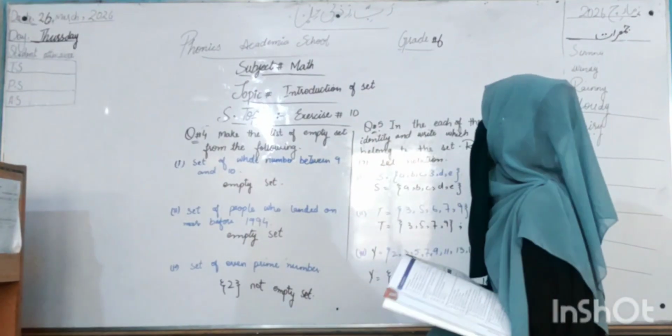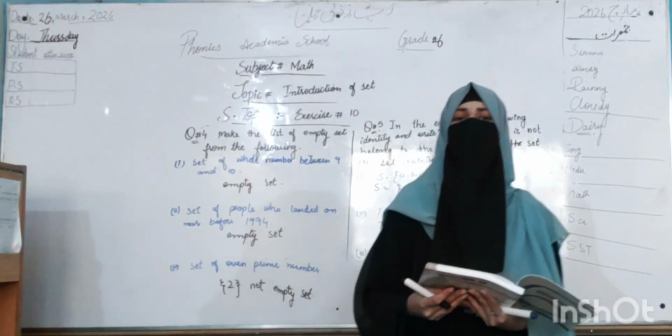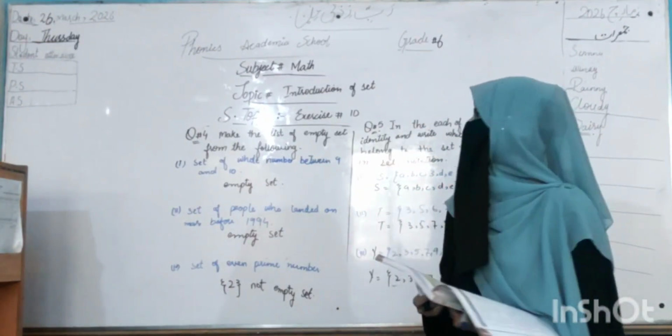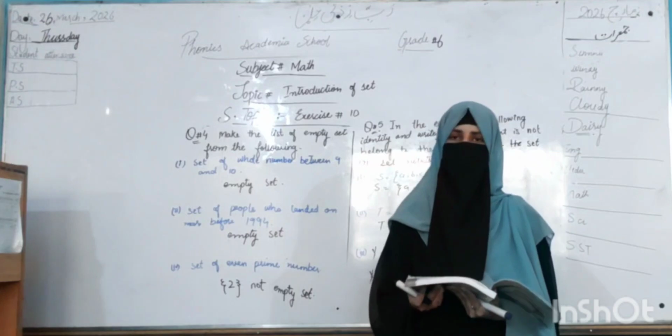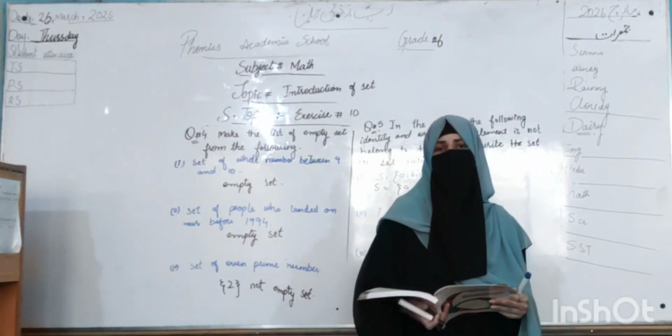Academia online class, grade 6, subject math, unit number 1, introduction of a set. Students, we have to do exercise 1D. Today we have to do questions number 4 and 5. So let's all the students open the book to page number 13 and also open your notebook.